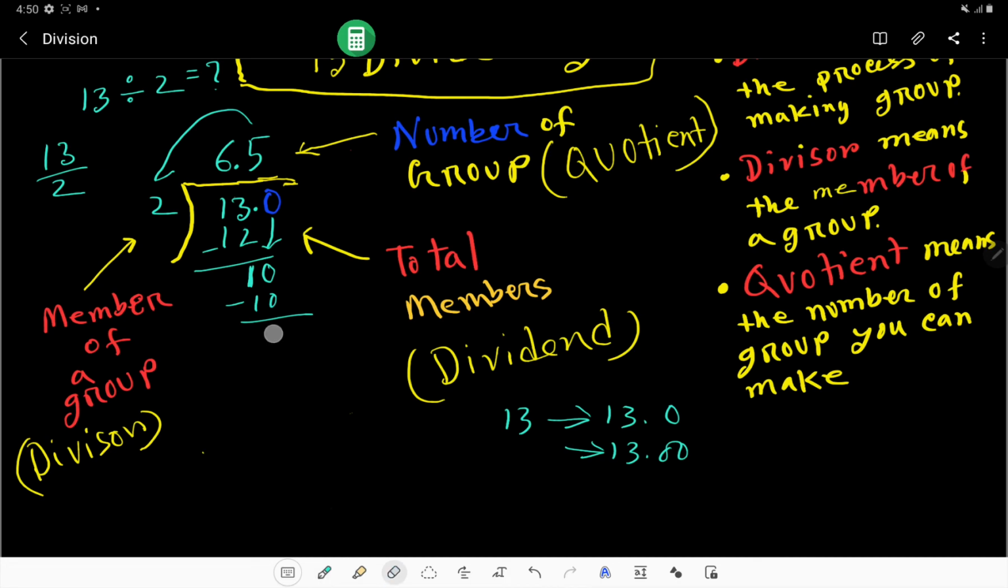Now I would like to tell you that if you want to express your result as a mixed number, then you take the remainder as the numerator and place the divisor as the denominator: 6 and 1/2. This is a mixed number, right? So now we can express 13 divided by 2 as a mixed number, a decimal, or a whole number and remainder.